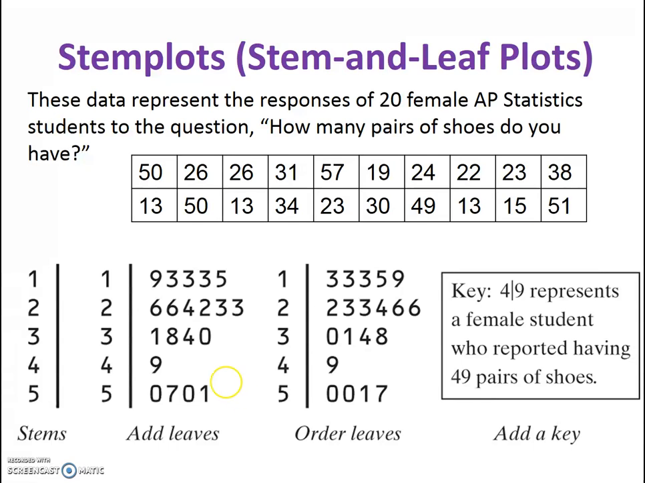Here's a basic example. So this is showing 20 female AP Stat students answering how many pairs of shoes do you have. This is why I'm asking you guys to count your shoes, because we're going to make one for our class tomorrow. So we looked at the data. Everything's in the tens. So I go from the teens up through the 50s. So my stems will be 1 through 5. Then I go through and cross out and figure out what my leaves were. Put them in order. If you want to eliminate this step and put it in order as you go, feel free.